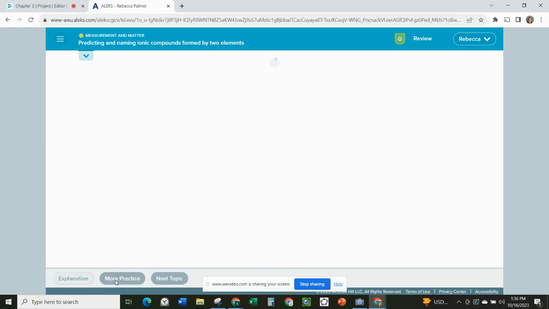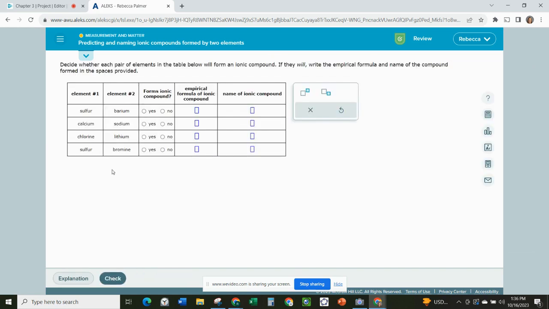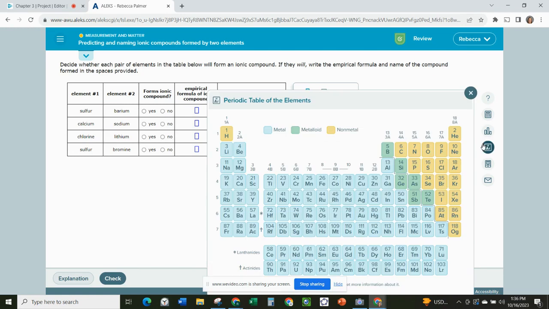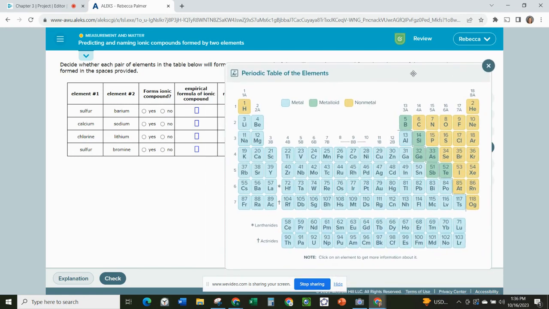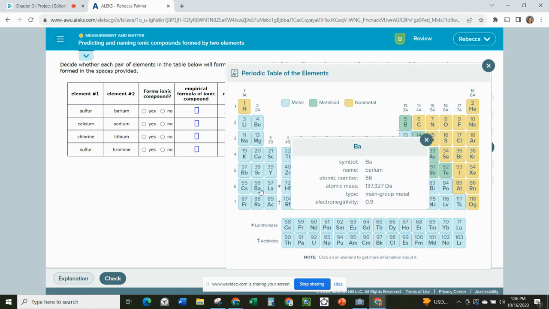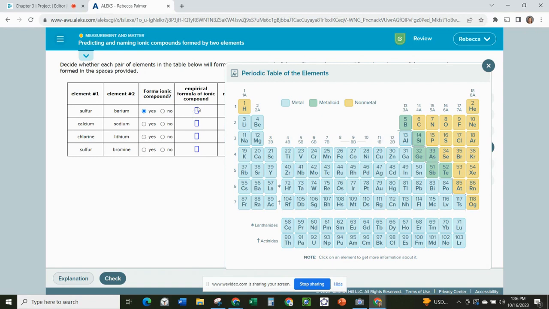Let's do another one. So let's see. The first thing that we're looking for is, do we have a metal and a non-metal? So sulfur and barium. So go to your periodic table in Alex. You will get that on the test. You have sulfur is here. So that's a non-metal. And then barium is over here. So even though the non-metal is first, that's okay. We have a metal and a non-metal. So yes, a metal and a non-metal will form an ionic compound. And then our empirical formula, we have to put the metal first.